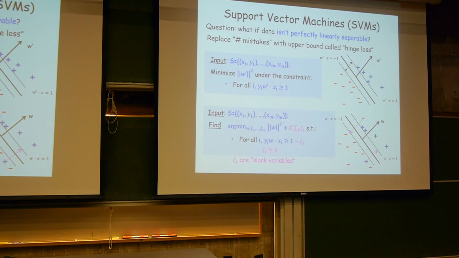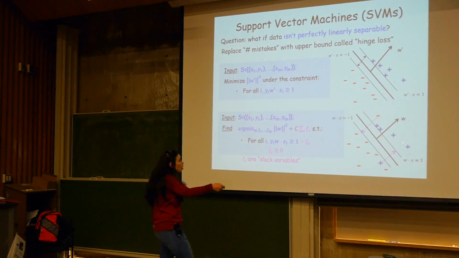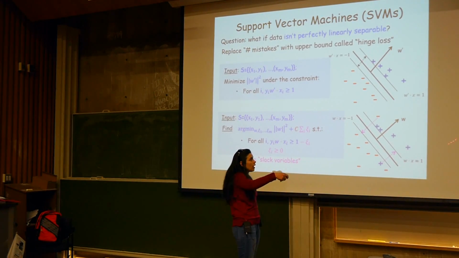Now this is not going to be satisfied once I have noise, but here's what we can do. Ideally, we want to have all the positive examples on this side of the hyperplane.